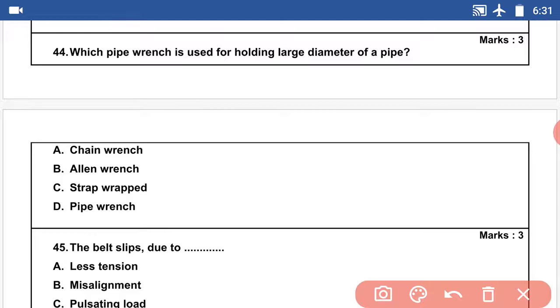Which pipe wrench is used for holding large diameter of pipe? This question answer chain wrench. Option A correct answer, chain wrench. Question number 45.